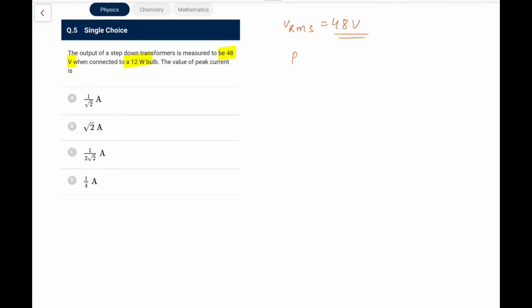So what we can say, power would be equal to VRMS into IRMS. I am taking this because I am assuming it to be a pure resistor, cos phi is 1. So IRMS for me is 1 by 4 ampere. So I peak would be root 2 times 1 by 4, root 2 times IRMS, that comes out as 1 upon 2 root 2 ampere. So for me the option would be option C. Always remember that what we measure in AC is generally the RMS.